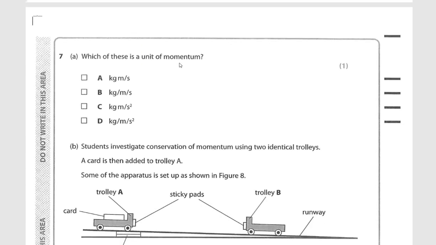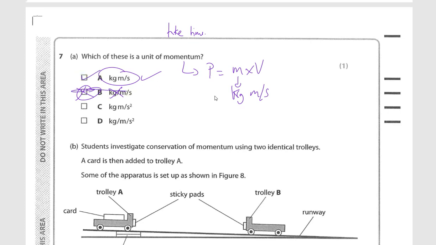Now momentum. P is equal to mass times velocity. Mass is in kg and velocity is in meters per second. So therefore it's going to be B. Oops, wrong. It's going to be A. So be careful, take your time to fix yourself. So the answer is A, kilograms meter per second.